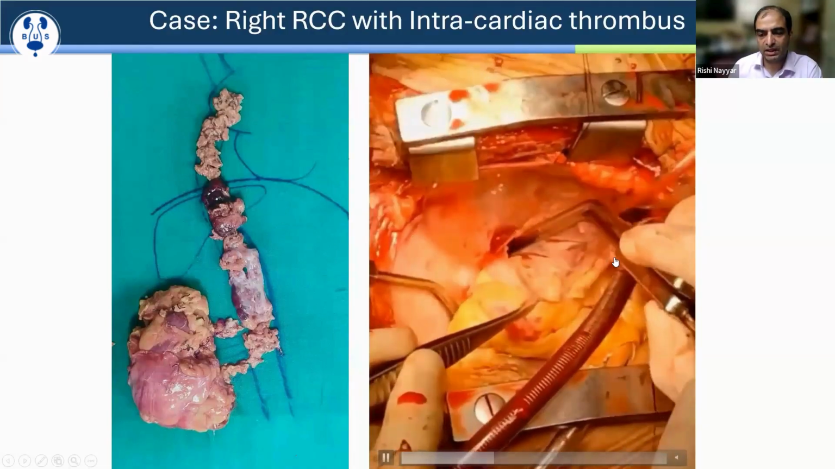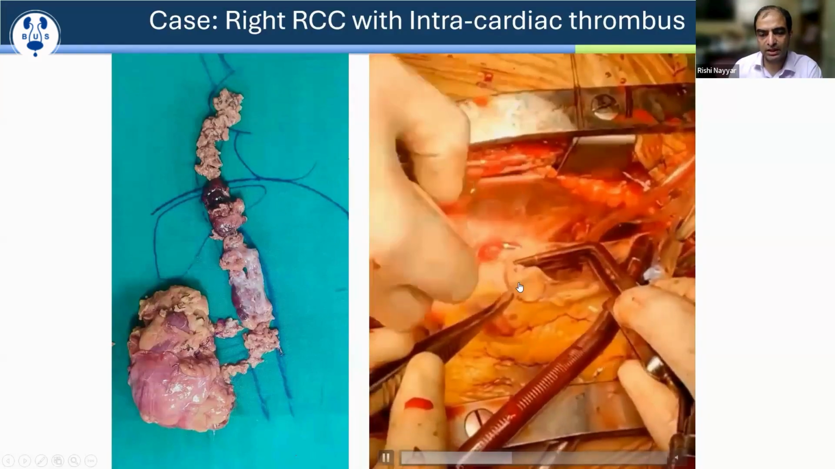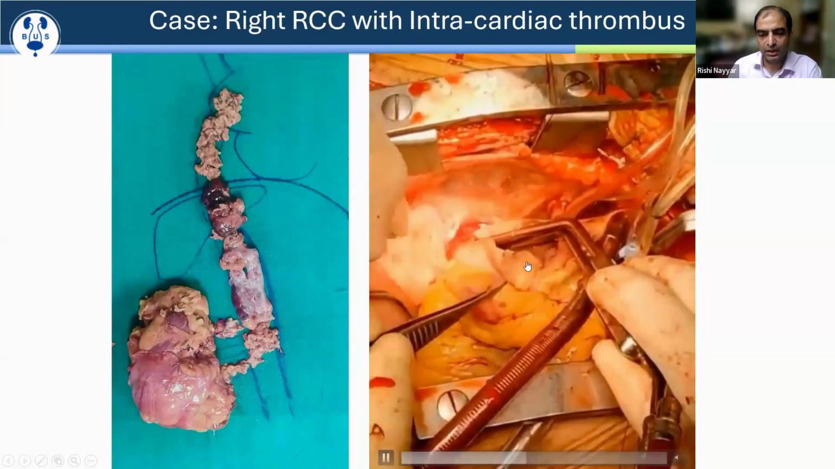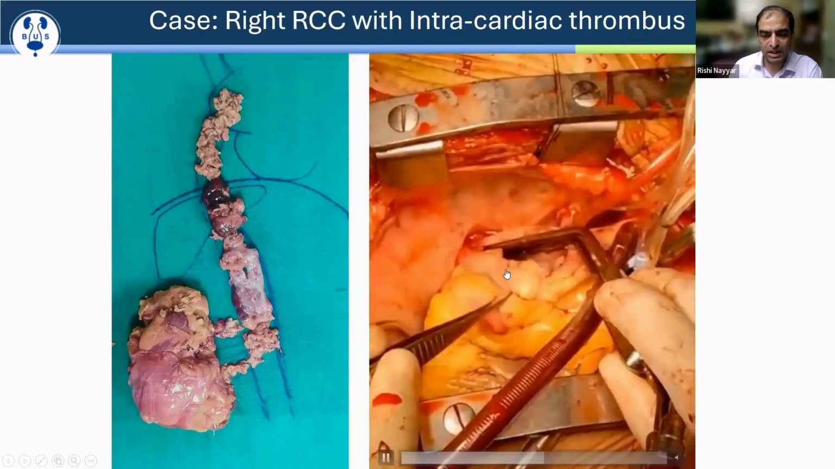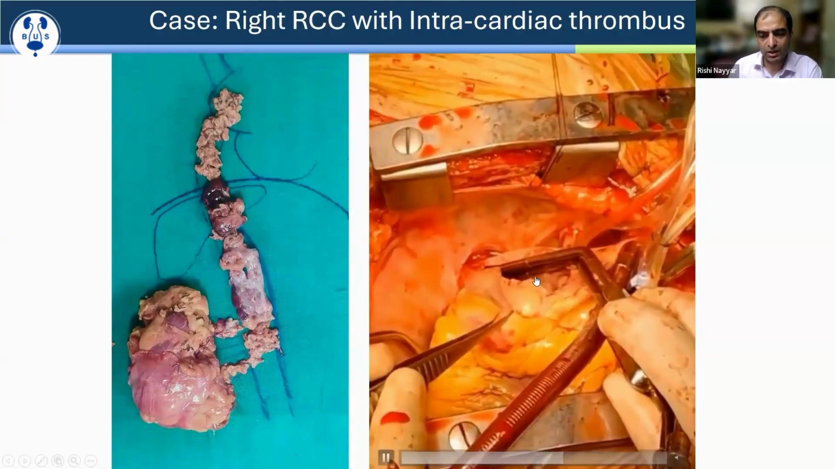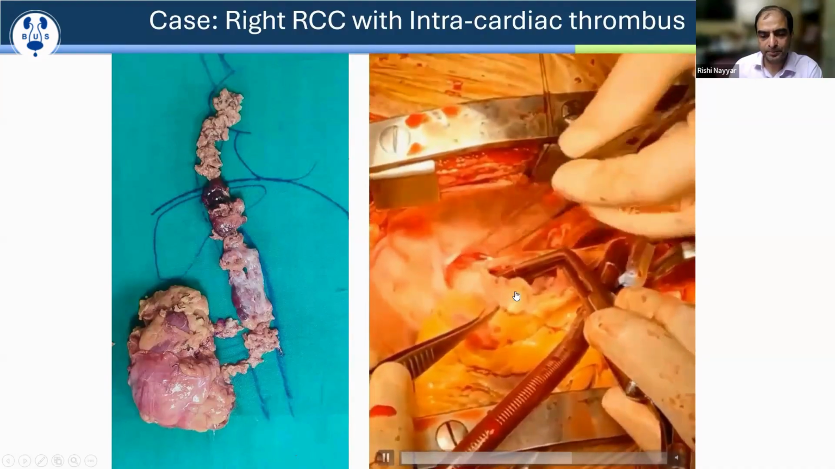And as you can see, the heart is not beating. This is complete circulatory arrest on the bypass machine. Once this hypothermia is reached, the heart goes into a state of flutter. It is not pumping anything.